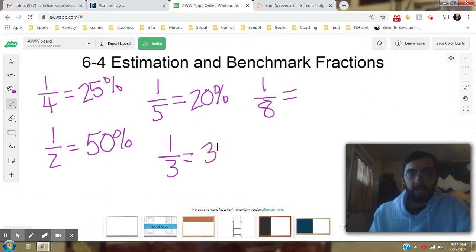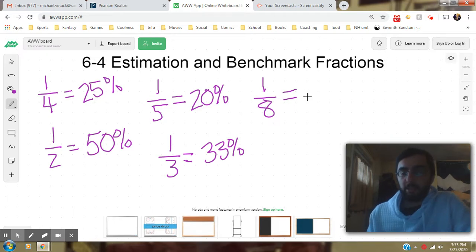1/3 is going to be 33%. All right, and it's actually going to go on forever. It's 33.333333, going on forever. But same thing, if you wanted to find 2/3, then you would just multiply this by 2.